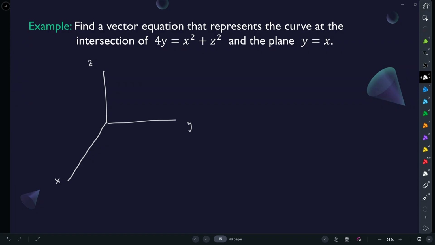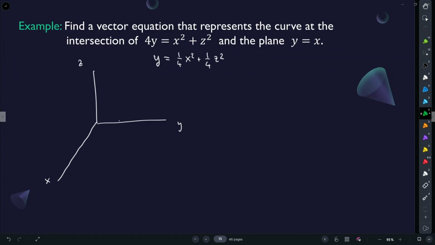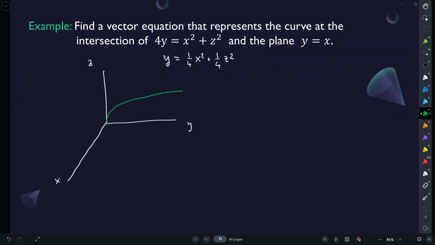But the shape itself, if you solve for y, this is a fourth of x squared plus a fourth of z squared. So it's a fourth of x squared plus z squared, which in the y direction is a paraboloid. I think somebody said over there. So this is going to look like this, a paraboloid.